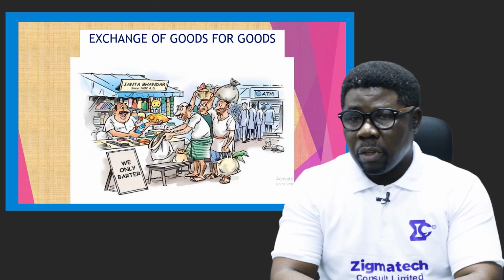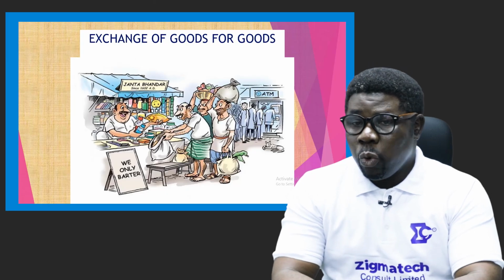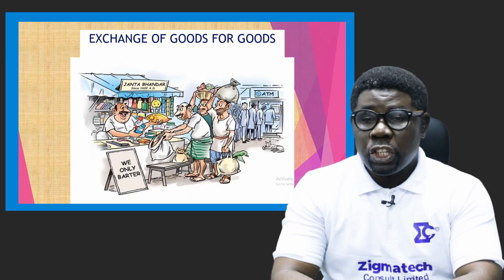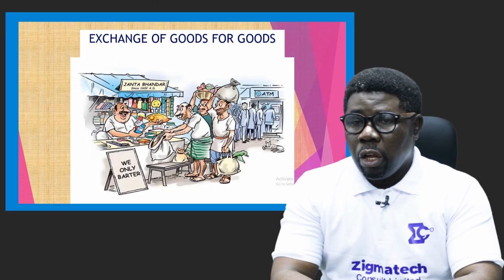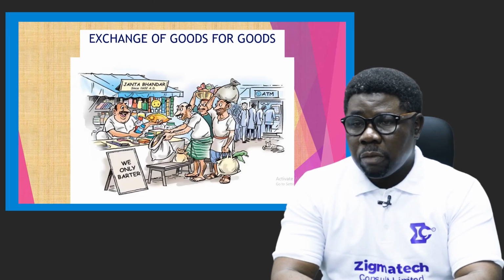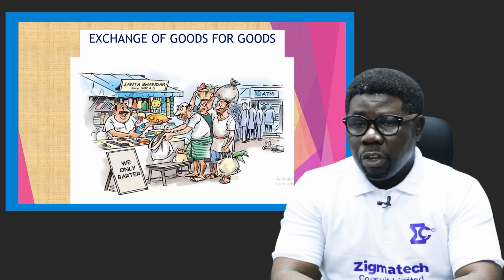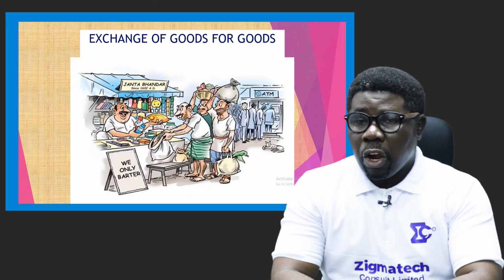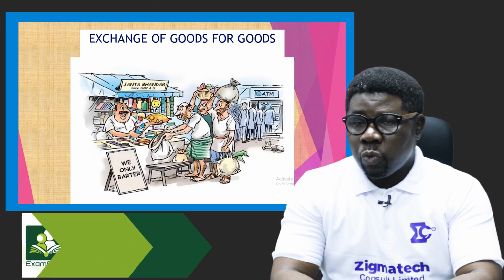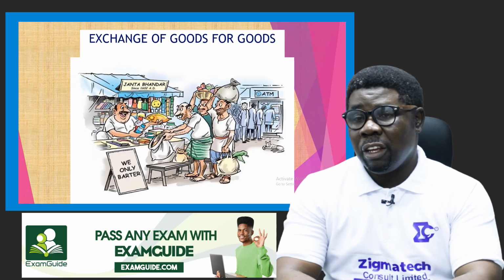As you can see, this is another sign. It says, we only barter. We only exchange items without involving money. So you give us what you have and collect what you need, as much as we need what you have. So that's exactly what it means.